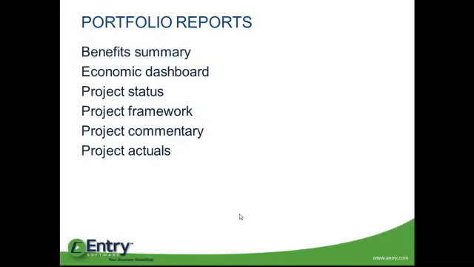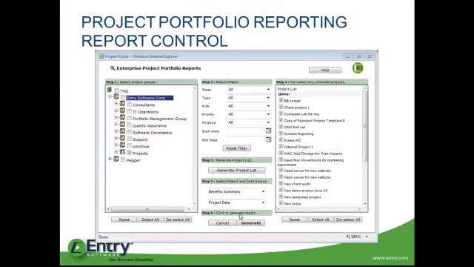Portfolio reports include a benefit summary, economic dashboard, project status, project framework, project commentary, and project actuals. This is our report control center. With it we can select our project groups, we can filter those groups, we can generate our project lists, and then we can run a series of reports.